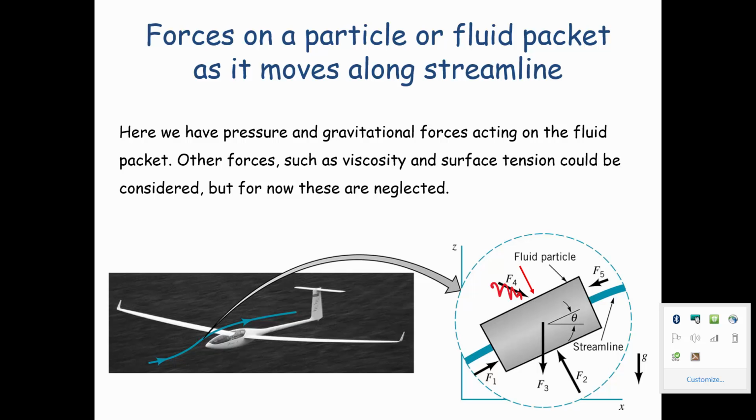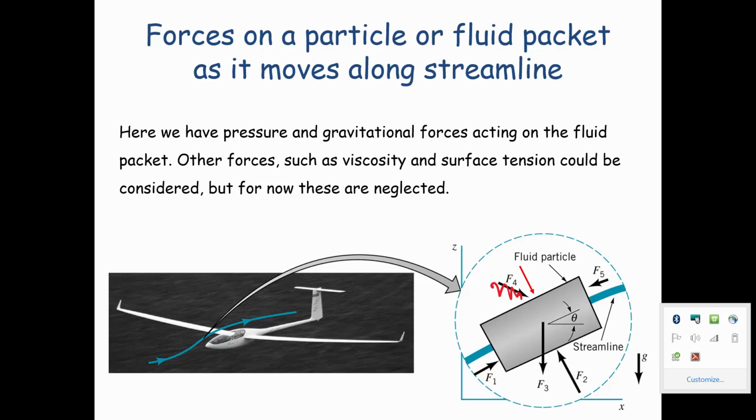On the fluid packet, within the two-dimensional plane that's shown, we have the pressure forces that are acting on the upstream and downstream side of the fluid packet. That is F1 and F5 are acting along the axis of the streamline. We also have pressure forces that are acting on the, you might say, the sides of the packet in the n or the normal direction. Those are the forces F4 and F2.